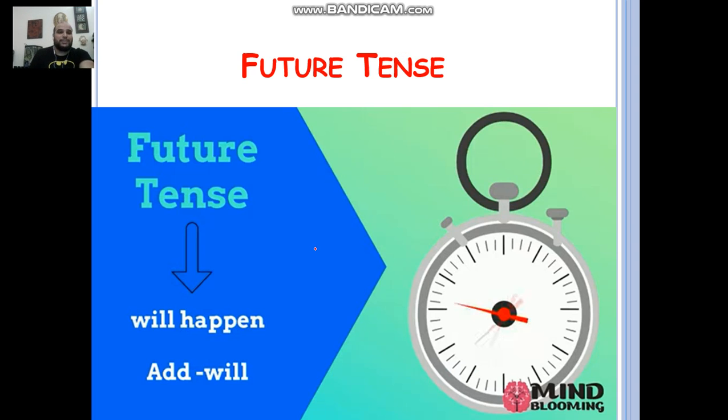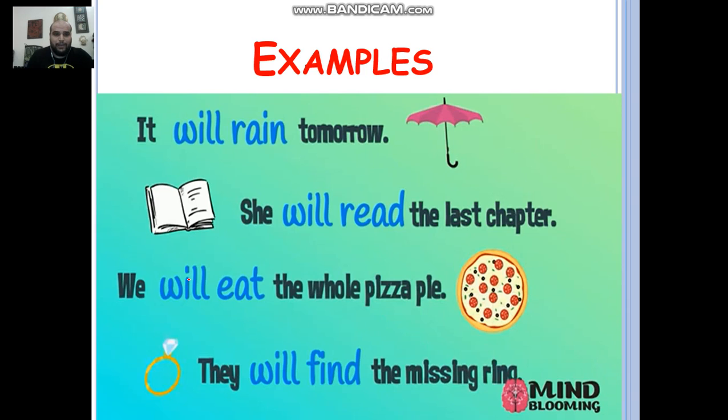Now the future tense, which is one of the easiest. In the future tense, you're going to add will, then you're going to add the verb. Pay attention, please. Do not touch the verb. You're not going to add anything to the verb. Maybe you're going to have the short form of will, which is 'll, apostrophe double L. It will rain. You see, with it, I'm not going to add anything. Will plus rain. The keyword is tomorrow.